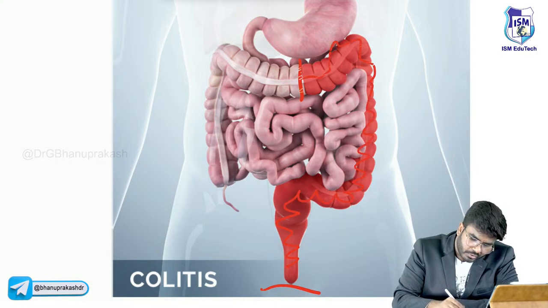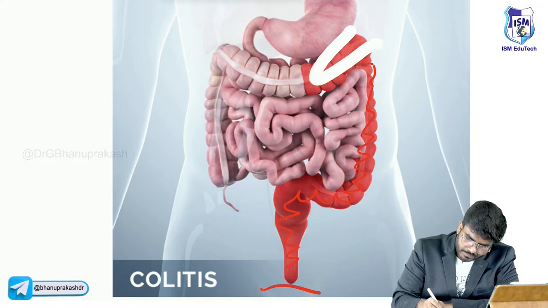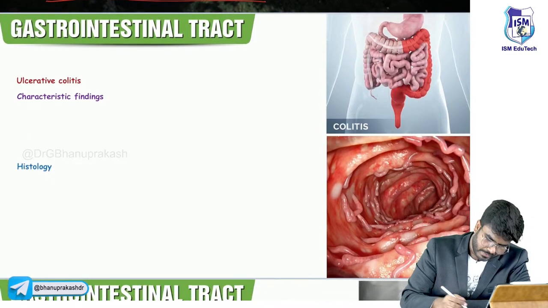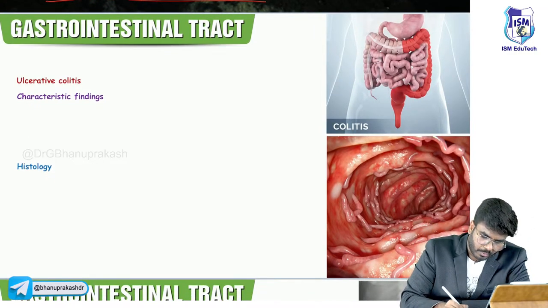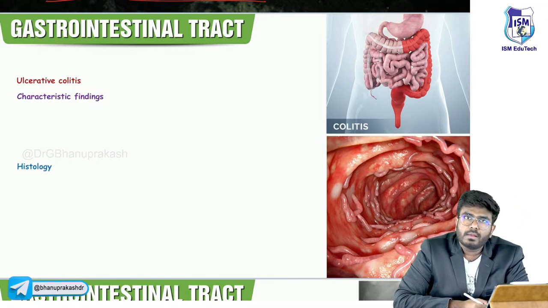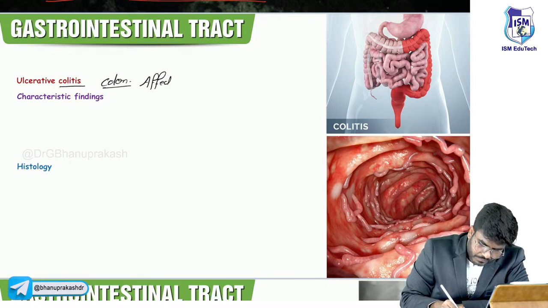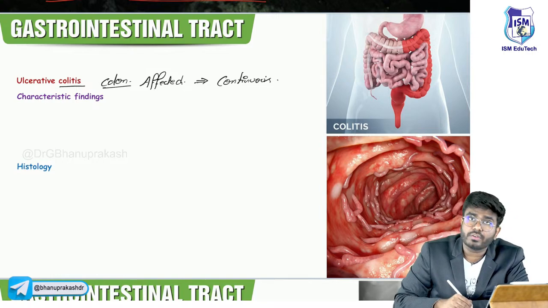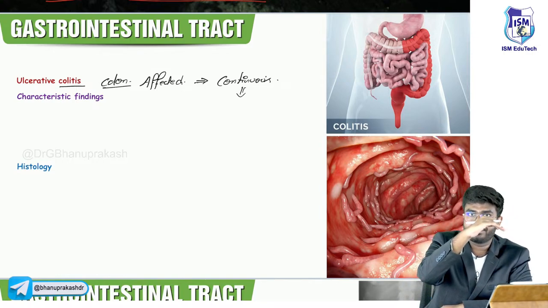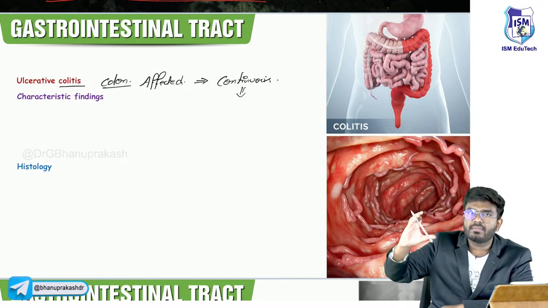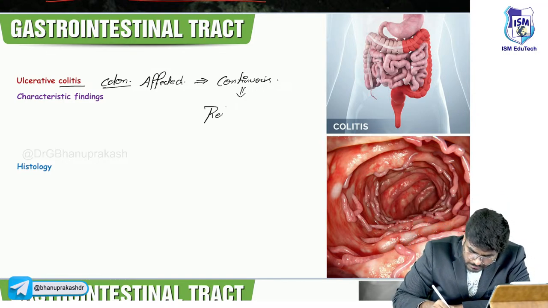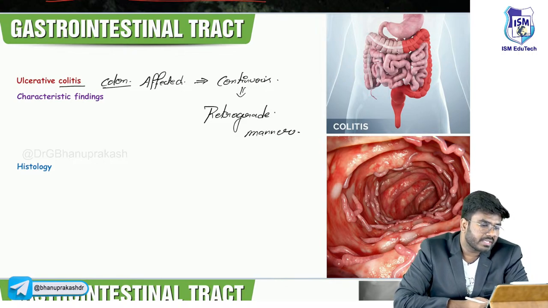So in ulcerative colitis, what are the points which I want you to know? The colon is affected, the colitis. But how is it, skip lesion or continuous? It's continuous, in a retrograde manner. First it will start in the distal part and the inflammation is going to spread to the proximal parts. So, continuous retrograde manner.